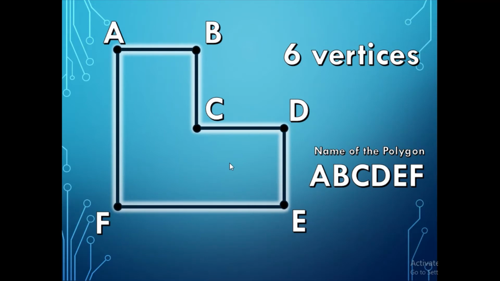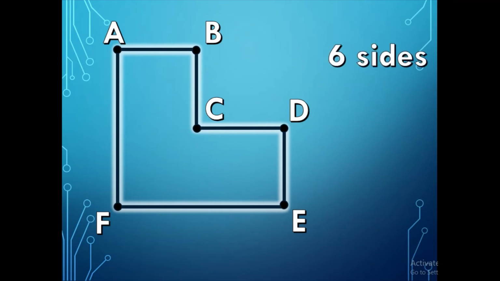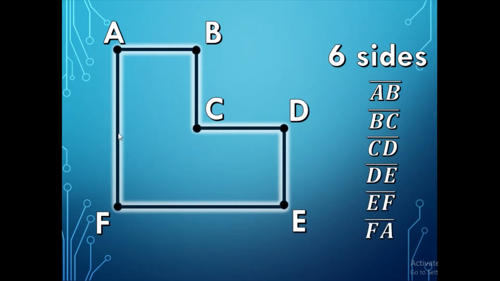Now, there's another part of a polygon which is called the side, and this side are the line segments. There are also 6 sides in the given figure. We have side AB. We have the symbol for segment on top of AB because sides are line segments. We also have side BC, line segment CD, side DE, side EF, and also side FA.